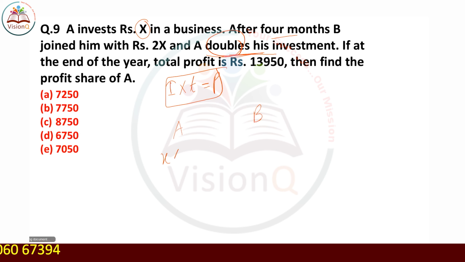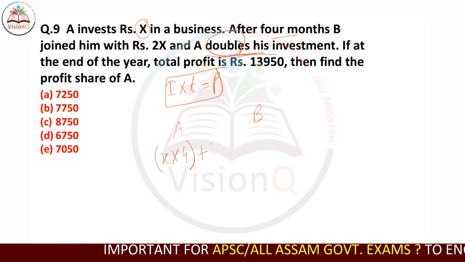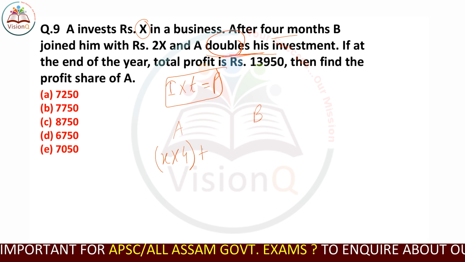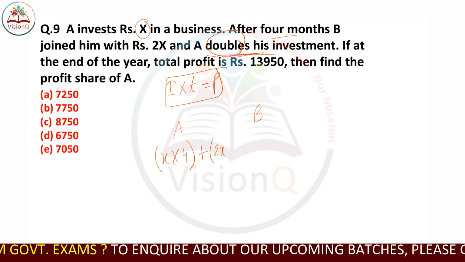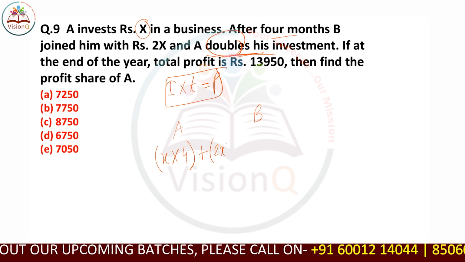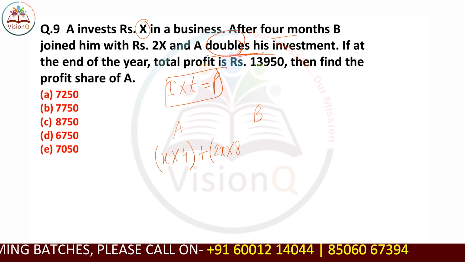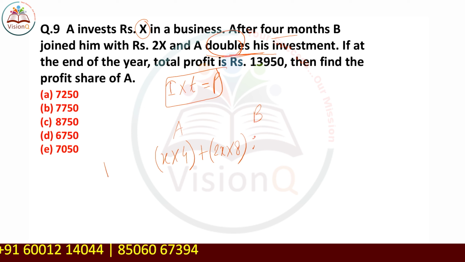So, investment multiplied by time, which is 4 months. Now, at the end of 4 months, A doubles his investment. So, A's investment becomes twice X. So, if X was invested for 4 months, the remaining twice X will be invested for the remaining 8 months only. This is the profit ratio of A, which is X into 4 plus twice X into 8.